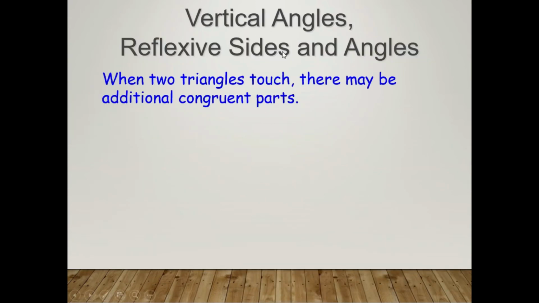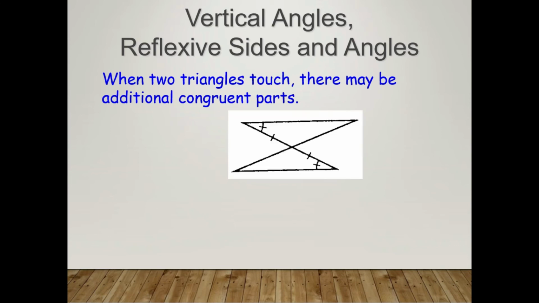Now let us discuss the vertical angles, reflexive sides, and angles. So when two triangles touch, there may be additional congruent parts. So let us observe the first figure.